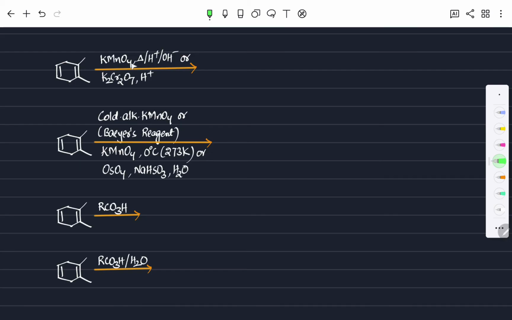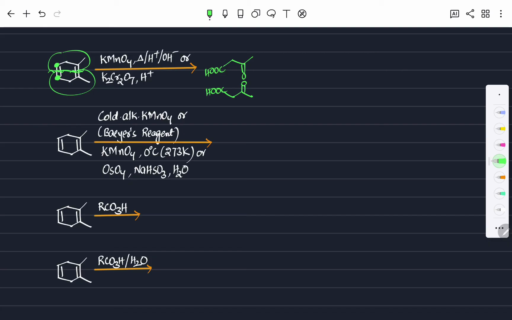When alkene is treated with KMnO4 heat, either H plus or OH minus, or potassium dichromate in acidic medium, we have to break the two double bonds. Even though they don't mention the number of equivalents, we have to consider this reagent in excess, and because of the C-H bond it undergoes complete oxidation. So the above portion we can write like this: COOH, and the below portion we can write like this.